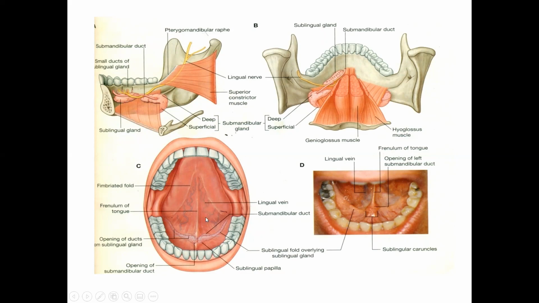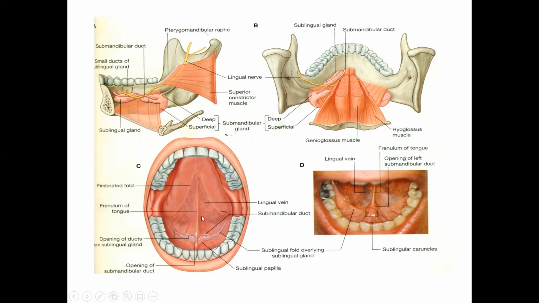This is the zigzag structure, or the tortuous course, of the lingual vein. You can see here, this is a blue colored structure just lateral to the frenulum of the tongue. And the frenulum of the tongue is a mucosal fold that connects the inferior surface of the tongue with the floor of the oral cavity.